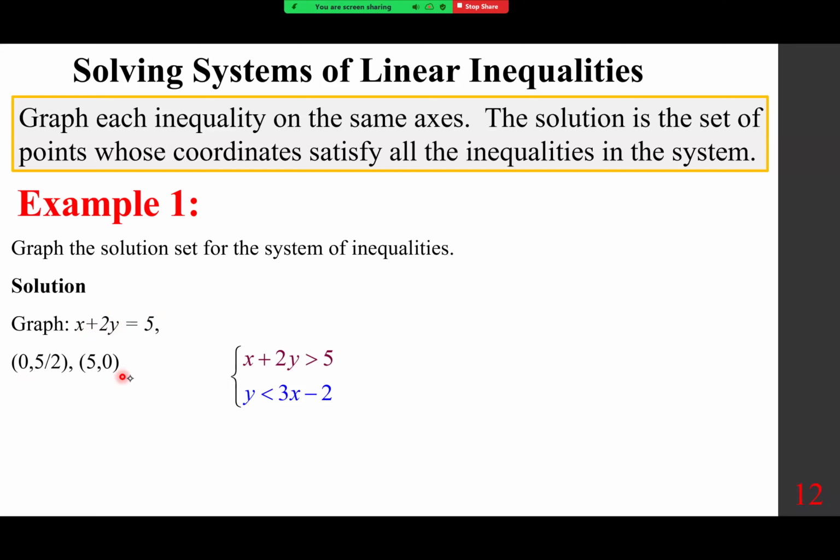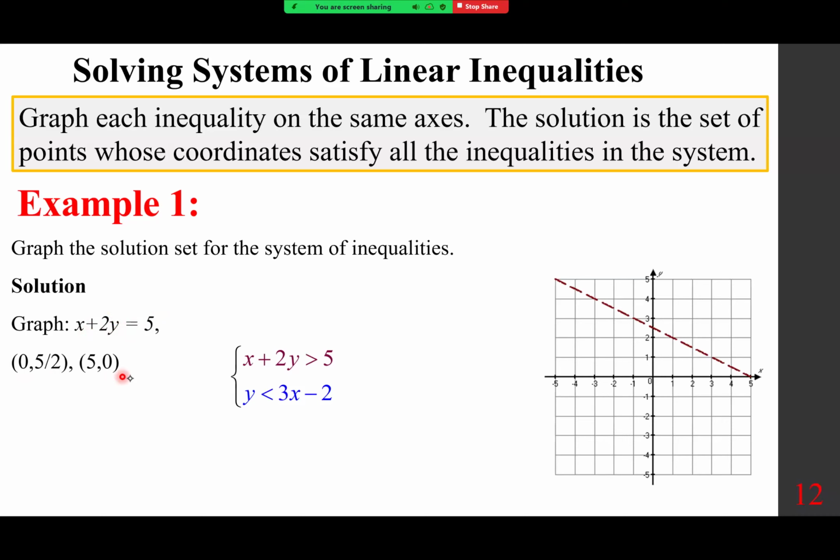So you can plot the 2 points, (0, 5/2) and (5, 0), and graph a line. And then we change the line to a dashed line. Why is that? This is just greater than, it's not greater than or equal. If it's greater than or equal, the line also is part of the solution. So it's not. So what do we do with this one?